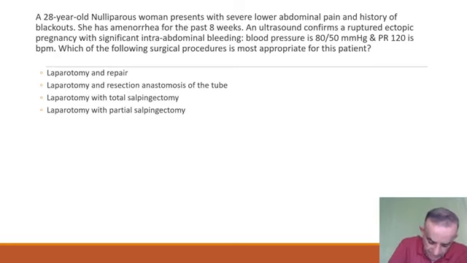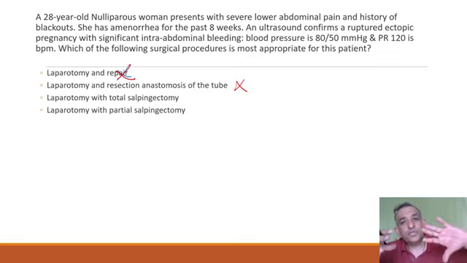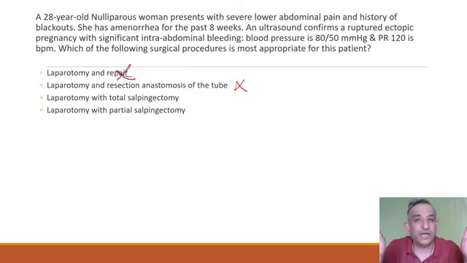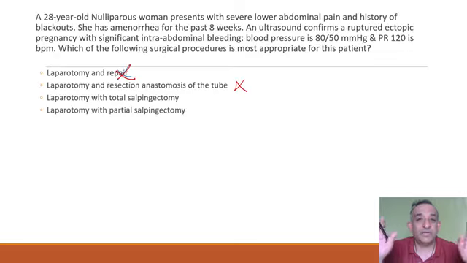So laparotomy and repair, never repair a ruptured tube. Okay, never repair a ruptured tube. Laparotomy and resection and anastomosis of the tube, no, you do not reanastomose a ruptured tube. The tube is blasted. All the layers of the tubal wall, the circular layer and the longitudinal layer of the muscles and the serosa, everything has been eroded and the tube has ruptured. So it's a destroyed tube. We are not repairing it. I don't know where you're getting this information from. Never repair a ruptured tube. Never do a resection and anastomosis.